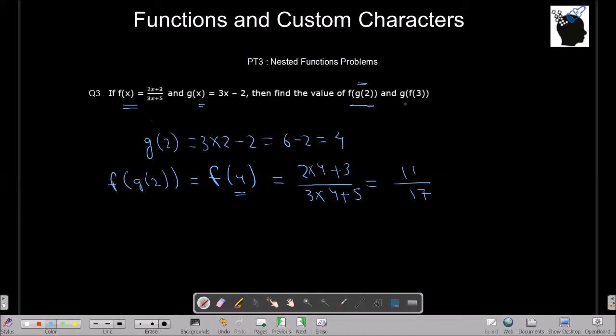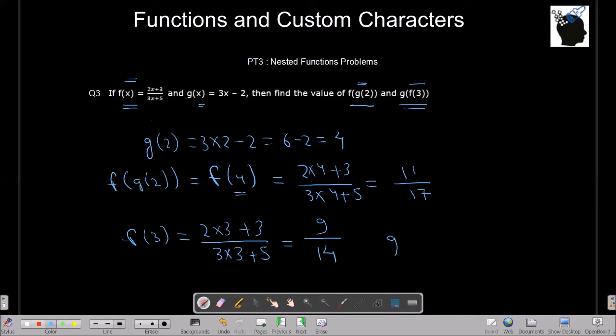Let's try the next one, g of f of 3. We'll first find f of 3. So we'll replace x with 3 here to have f of 3 as 2 into 3 plus 3 divided by 3 into 3 plus 5, or nothing but 6 plus 3, 9 divided by 9 plus 5, which is 14. Now g of f of 3 becomes g of 9 by 14. 3 into 9 by 14 minus 2, or nothing but 27 minus 14 into 2, which is 28 by 14, or minus 1 by 14.